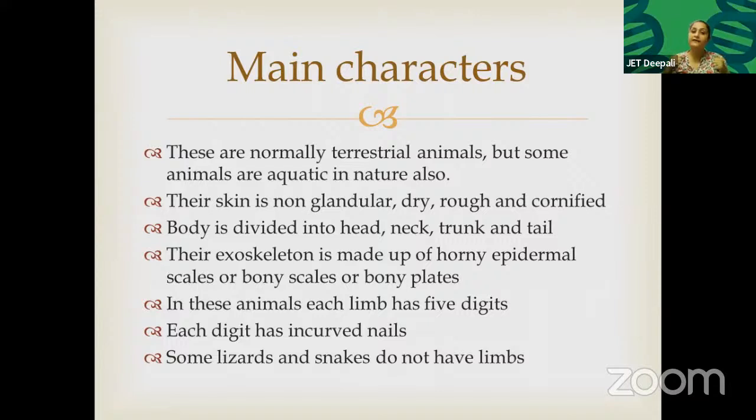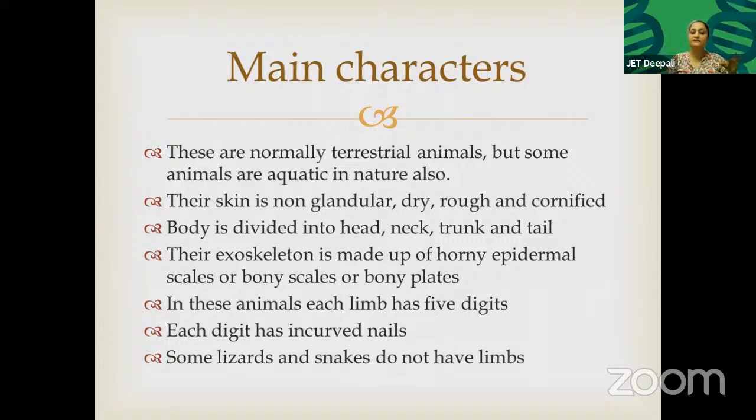Because they are well adapted to survive on the land. Rough skin scales they are having. Cornified means presence of cornea. Okay, what is cornea? It's a hardened material normally found on our eye. Okay, body is divided into head, neck, trunk, and tail.